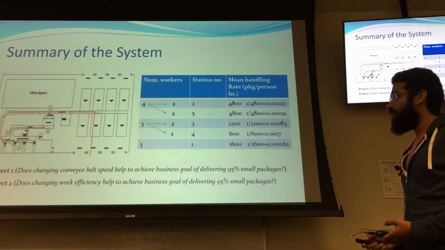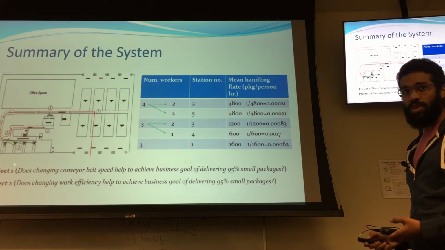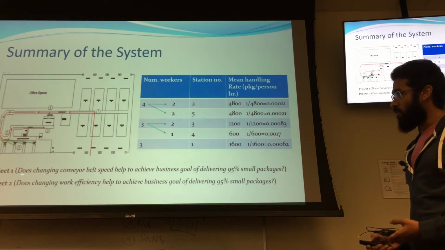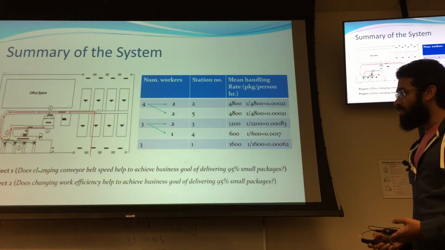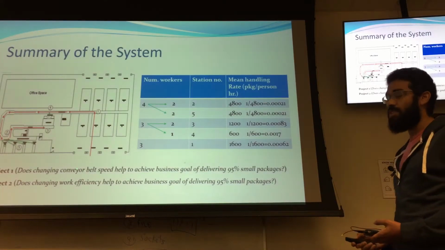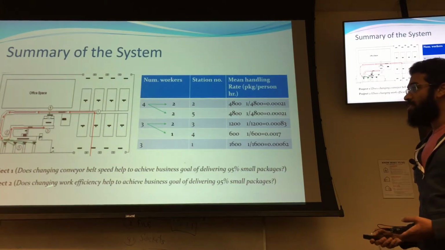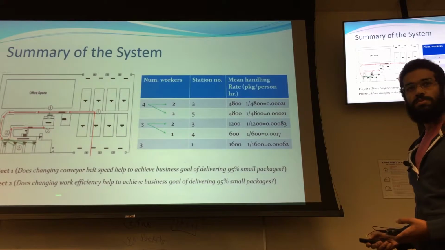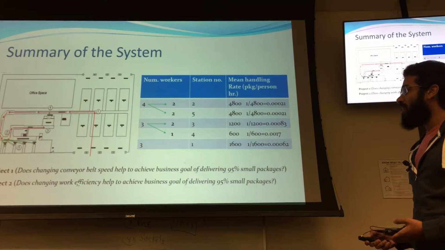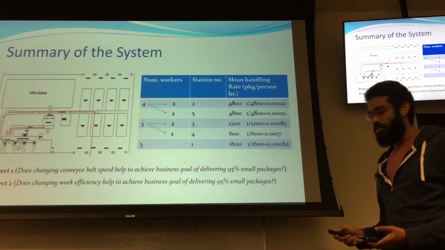And in the bottom here, we listed our 2 study questions for project 1 and 2. For project 1, as you can see here, does changing the conveyor belt speed help to achieve the business goal of delivering 95% of the small packages? And then for the second study question for project 2, we focus more a little bit about the work efficiency, whether it helps the business achieve its goal or not.